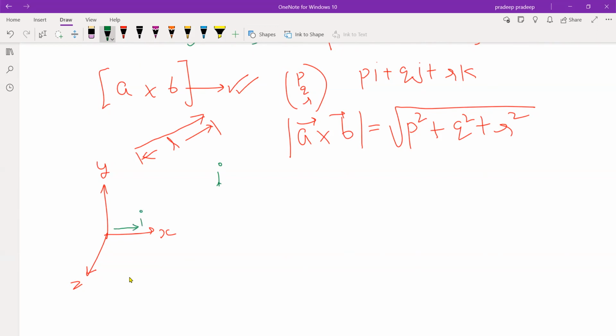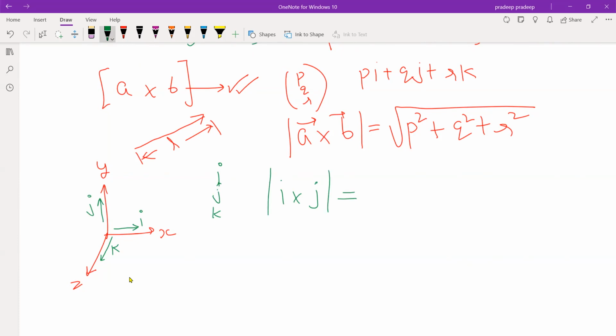Similarly, if I draw a unit vector along the y-axis, that will be j. And if I draw a unit vector along the z-axis, that will be denoted by k. So i, j, k are just unit vectors. Now, we can also find out the cross product between these. If I do i cross j, for instance, can you figure out what will be the magnitude of this? What will be the magnitude of i cross j?